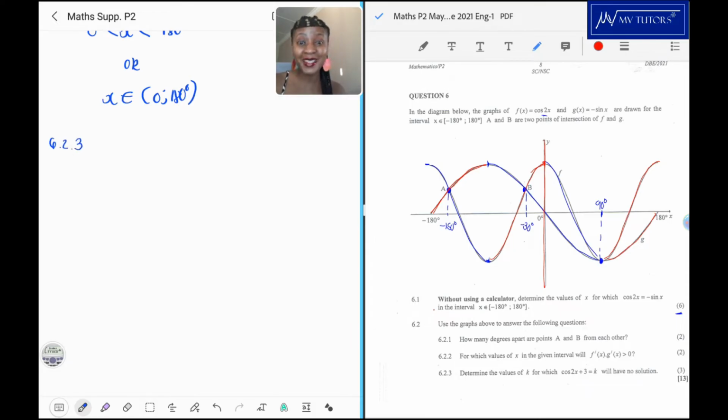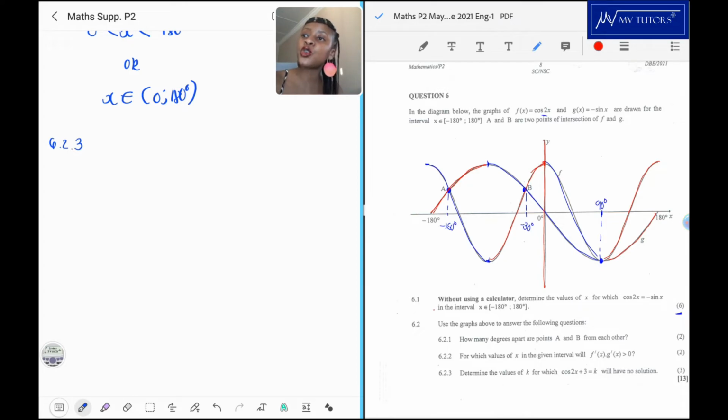Okay, the last question. We're almost there, guys. Determine the values of k for which cos 2x plus 3 will equal k. Basically you have taken this graph and moved it 3 units up, and now they want to know where it will not have a solution.